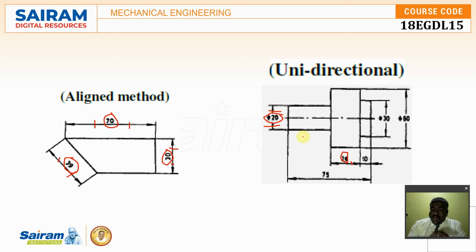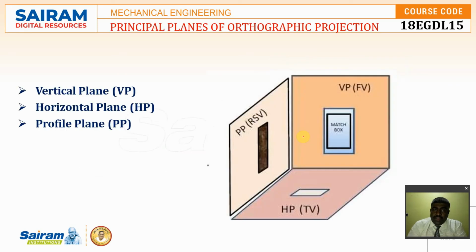So we can use whichever of the two methods you want, but in a particular projection, you have to use only one kind. Either you can use unidirectional or aligned. Don't combine both in a single projection. Coming to the principal planes of orthogonal projections, there are three principal planes: the vertical plane, the horizontal plane, and the profile plane.